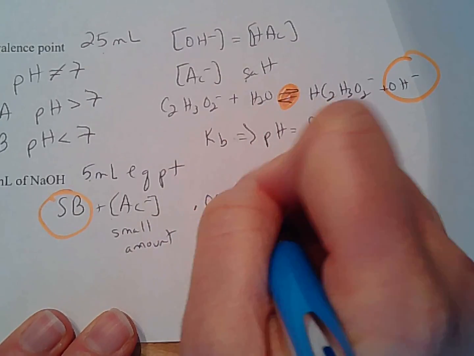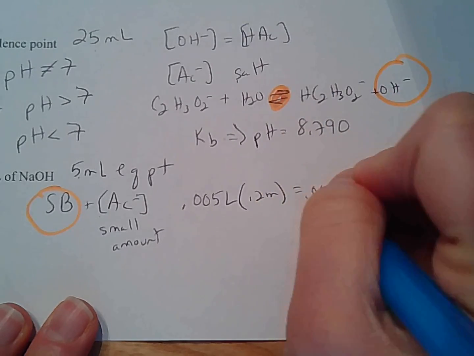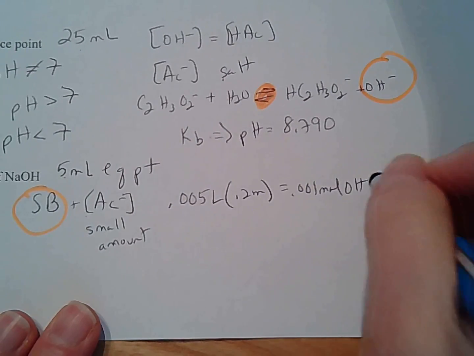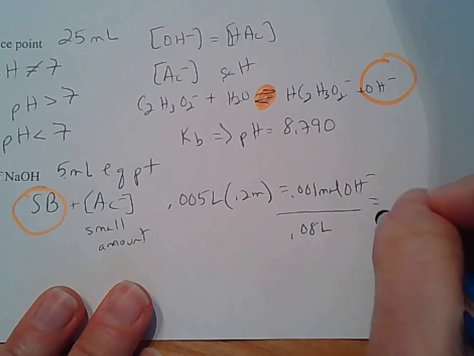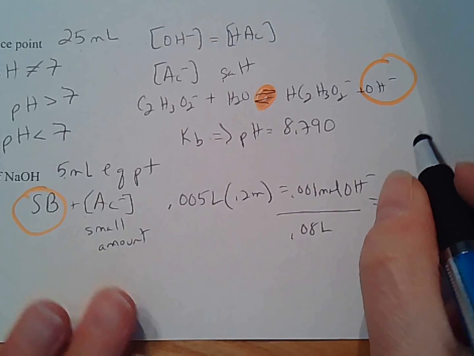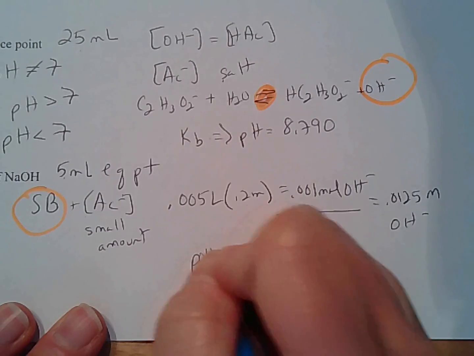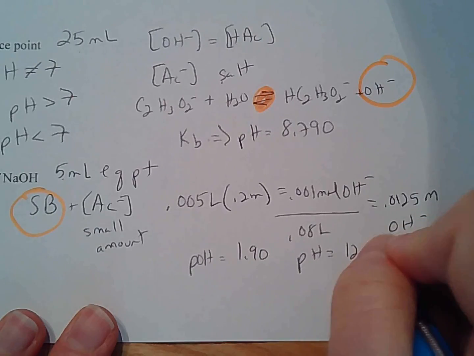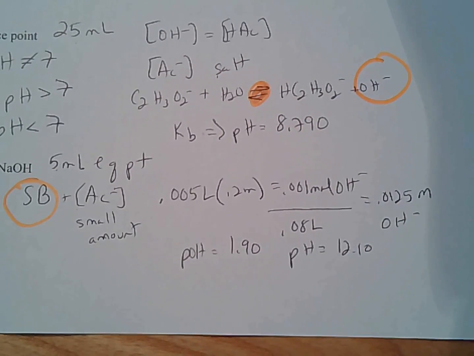So 0.005 liters of the base times its molarity is going to give me 0.001 moles of OH. So very much like the strong versus strong, I just have to take it over the total volume, and then I have 0.0125 molarity as my hydroxide concentration. So when I take the negative log, it's going to be the pOH, which is 1.90. Again, it should click in your head that that is not a pH of a basic solution. So finally, my pH is 12.10.